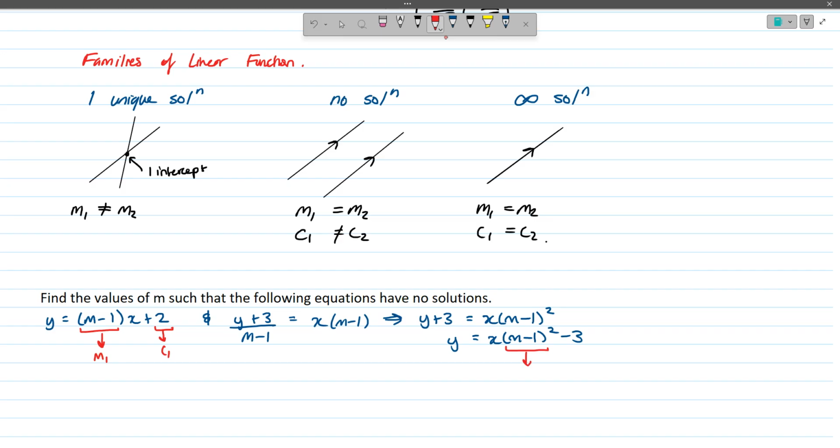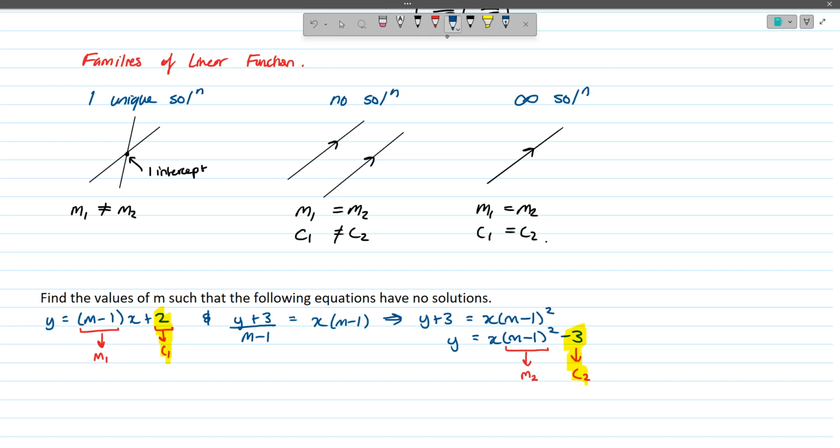I know it's a bit weird, I should not have used m, but just for the sake of this, I'm going to keep going. That's going to be our c2. Now, we know that our m1 and our m2 have to be equal, but our c1 and our c2 cannot be equal. In this case, we can already see that our c1 and c2 do not equal because we have 2 and negative 3. We don't have to worry about that. We just need to make sure that m1 and m2 are equal.